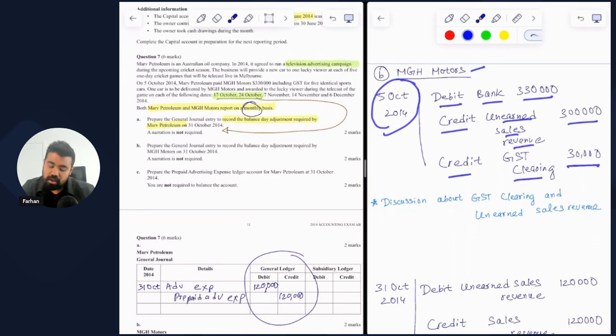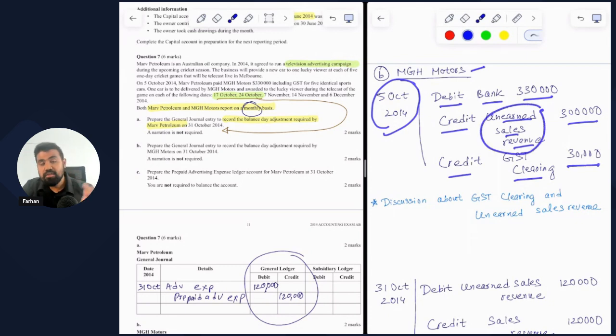So what's the logic here? Now, from the perspective of MGH Motors, they have just made a sale with a customer. So MGH Motors is in charge of delivering the 5 cars. Okay. So the reason this is an unearned sales revenue on 5th of October is because none of the games had taken place yet. So this is a current liability for the business.